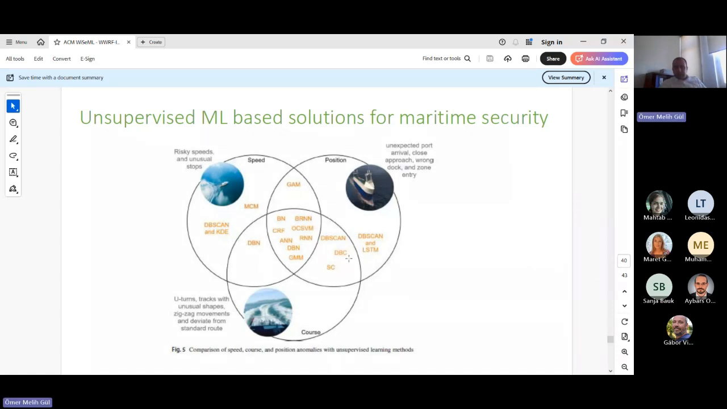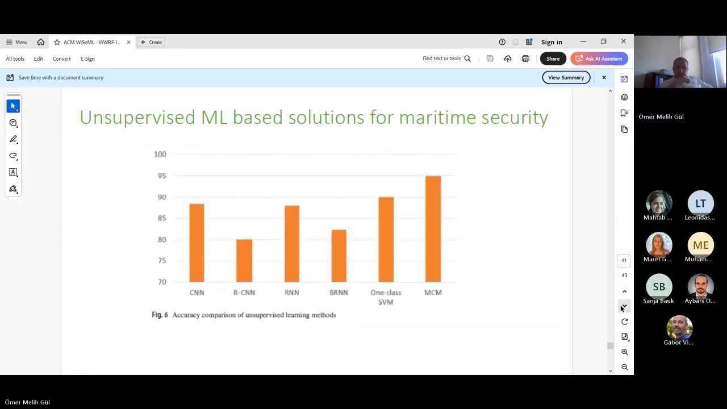So that is the similarity and difference between supervised and unsupervised learning. Again, we have the same parameters. We use GAN, BN, DBN, CRF, and other ANN, recurrent networks, GMM, DBSCAN, LSTM, and so on, as ML-based solutions for maritime security in non-supervised learning. Here the performance is a bit lower than the previous one. This is a bit more challenging. Think about it: we don't give any direction, any supervision, and just apply machine learning.